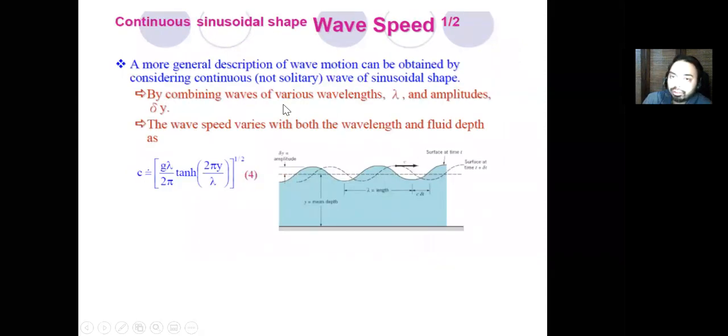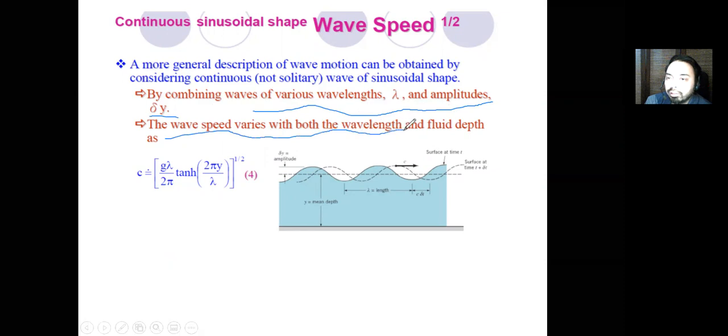We also have the continuous sinusoidal wave speed, where, for example, on the ocean surface, or on a river with continuous waves, we can still derive the equation for the speed. To consider combining waves of various wavelengths and amplitudes, and also delta y. The wave speed varies with both the wavelength and the fluid depth. So we can use these equations to get the traveling speed of the surface wave.